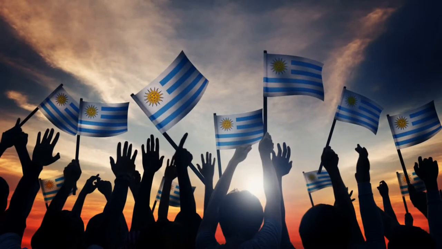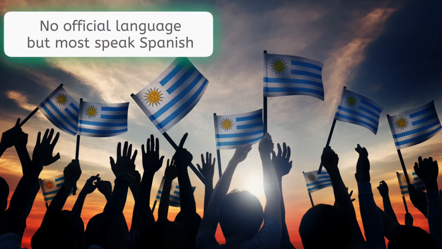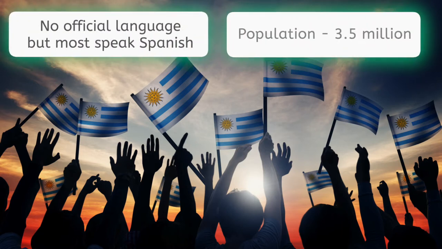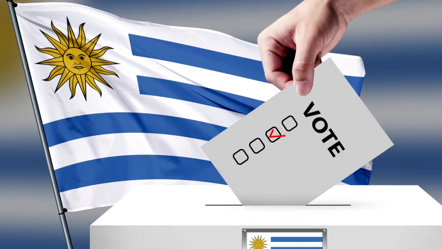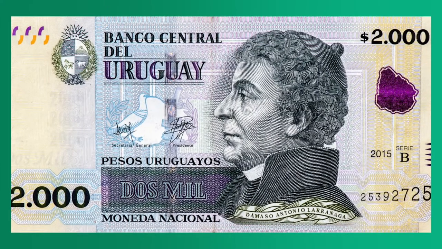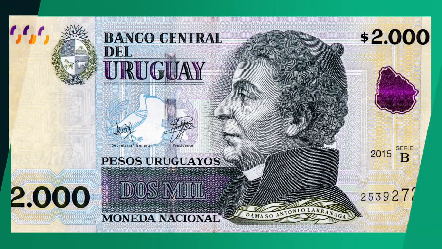Most citizens of Uruguay are of Spanish or Italian descent. There is no official language, but most of the 3.5 million people speak Spanish. About half of that population lives in and around the capital city of Montevideo. One more noteworthy item to mention about Uruguay. Democratic elections were re-established in the country in 1985, and voting is required, not optional. In fact, non-voters must pay a fine.